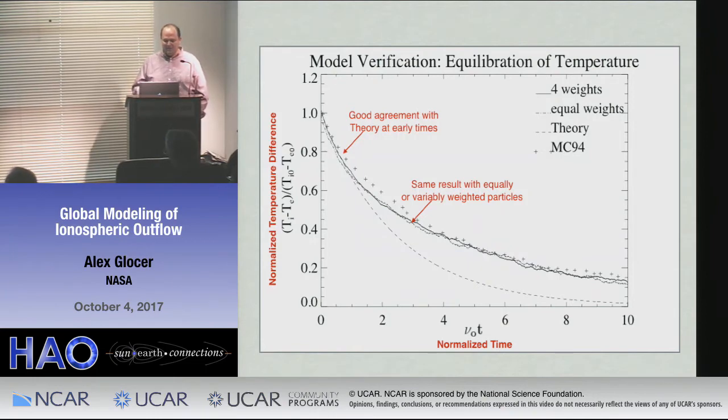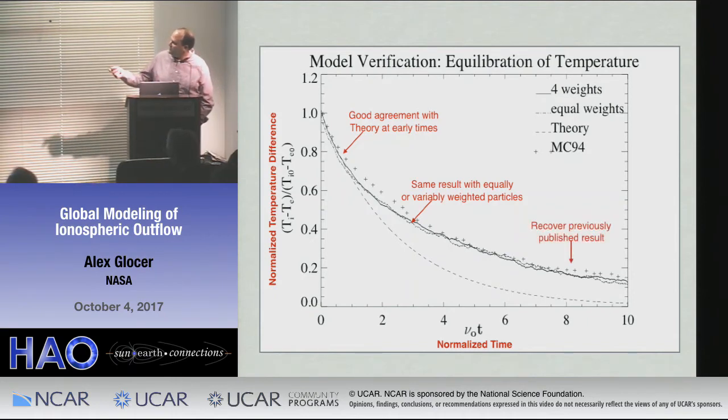Now, in the long time frame, where the theory is no longer accurate, you can compare against previously published results. This is from a paper by Ron Miller and Mike Combi in 1994, and you can see that you basically recover their solution. So this gives me a lot of confidence that this is implemented correctly. In developing the code, we do a lot of these types of tests, but for collisions, it's particularly important.